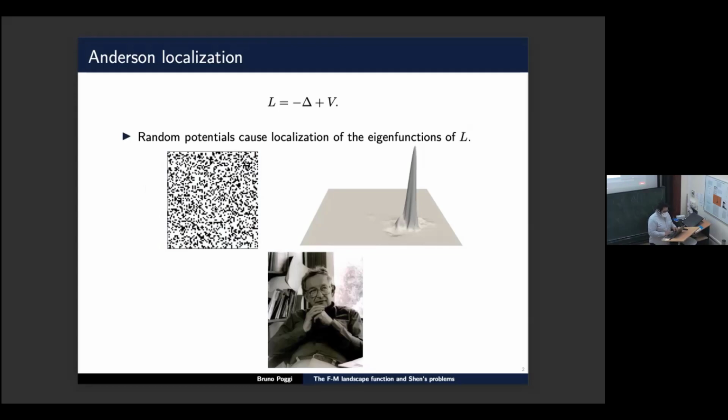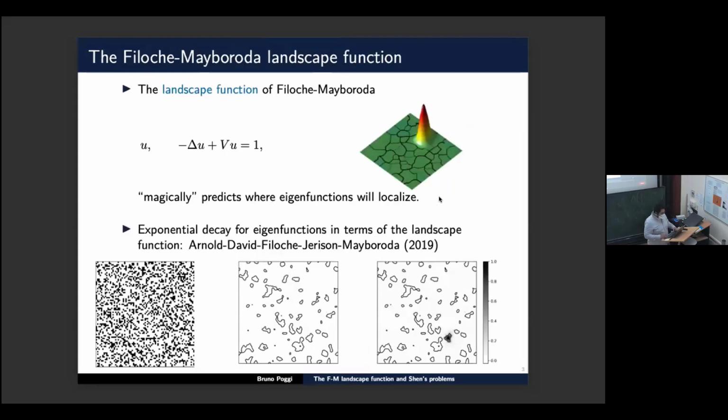Then when you look at the eigenfunctions of the operator L, they have this phenomenon where they have a spike in some localized part of the domain, and outside of that spike, they decay very, very fast. This happens for many of the first eigenfunctions. This phenomenon has been studied heavily in mathematical physics for several decades.